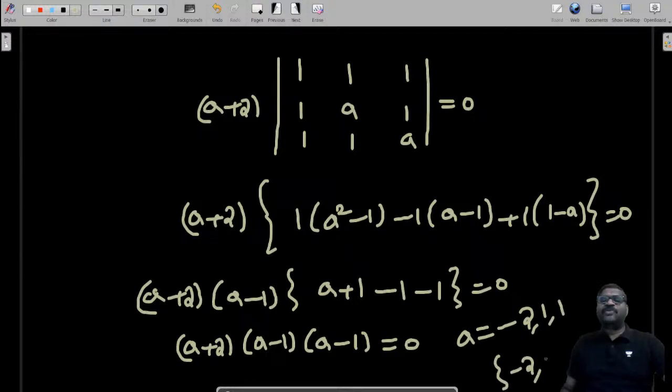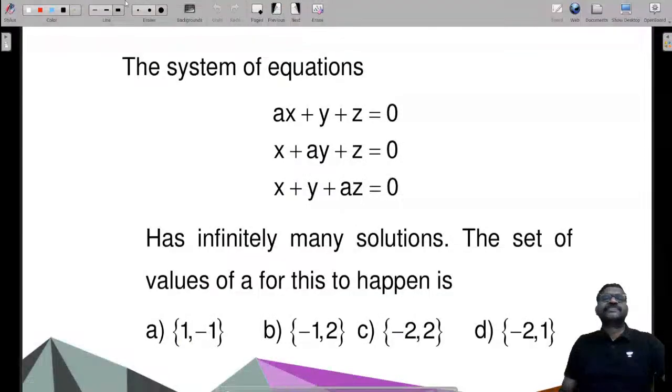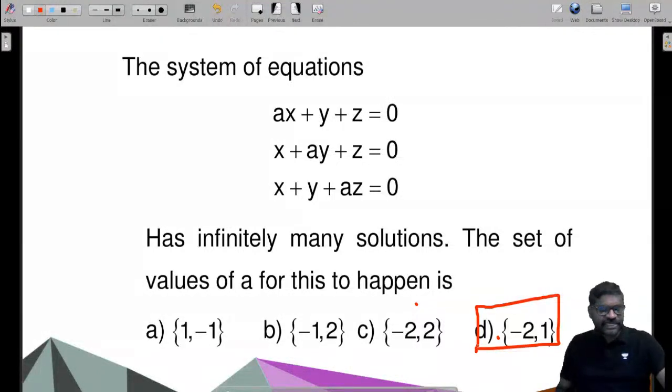The set of values of A means minus 2 comma 1. So correct answer is minus 2 comma 1. Last option is correct. 1 comma minus 2 or minus 2 comma 1. Anil Yadav and Vinay Kumar, Pavitra. Yes. All are correct.